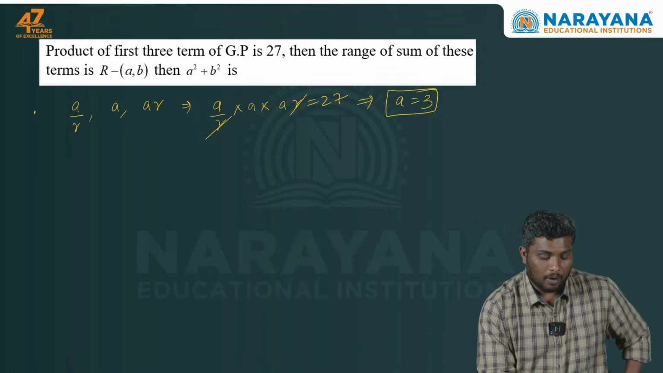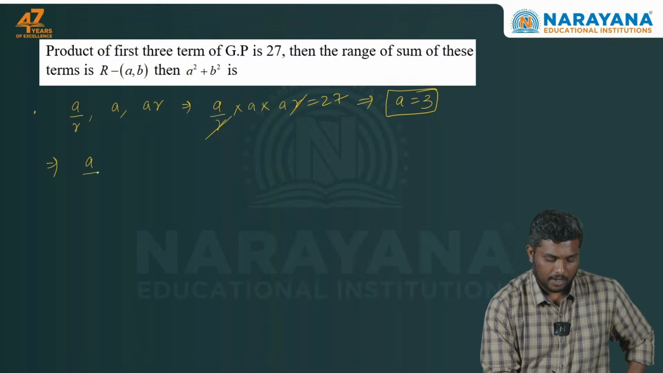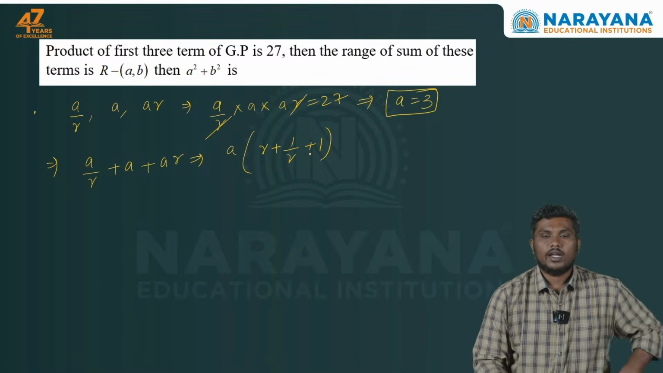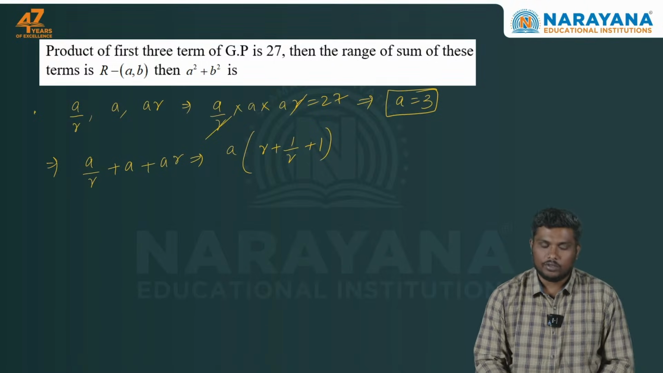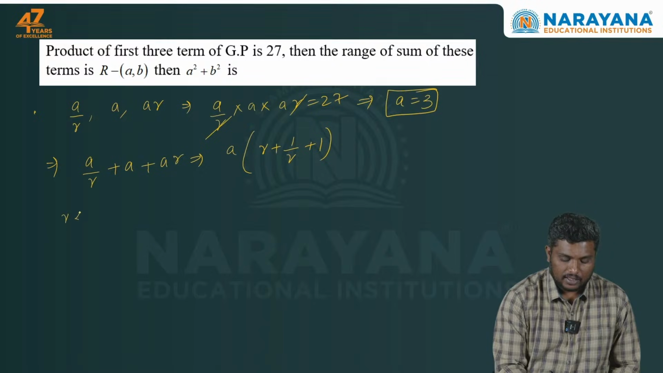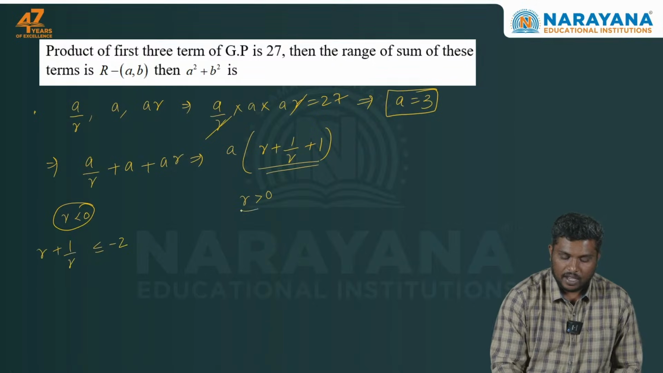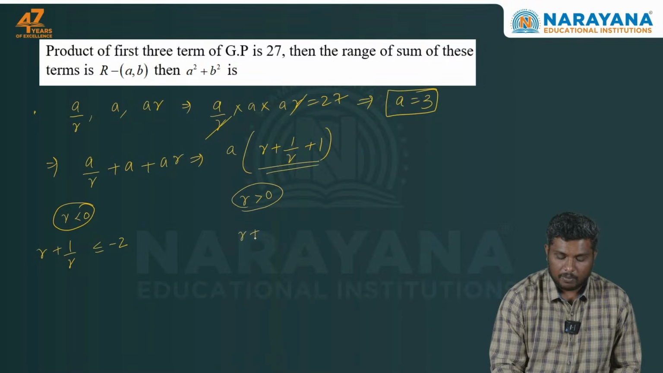In the range of the sum of these 3 terms, a by r plus a plus ar, which is nothing but a common, if you take a common, r plus 1 by r plus 1. Okay, guys, you can use simple AM-GM to do this question. If r is negative, r plus 1 by r will always be less than or equal to minus 2, and if r is positive, r plus 1 by r is always greater than or equal to 2.